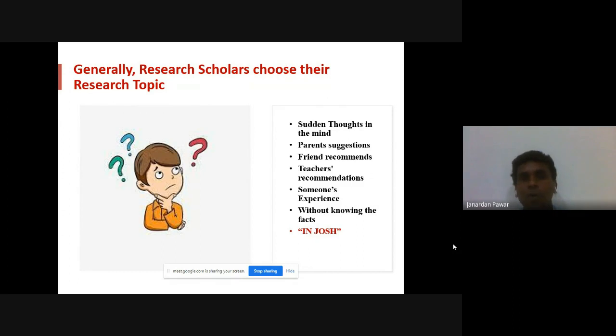I'm coming to the point, and here we are going to talk about how research scholars, meaning you all, choose their research topics. You all also have the same thoughts in mind. Generally, a research scholar chooses their research topic by considering these points. Most of the time, as I told you, most freshers complete their masters and start thinking about PhDs. So how does the thought of PhD, the thought of research, come to the mind of those freshers, and how do they select their topic?